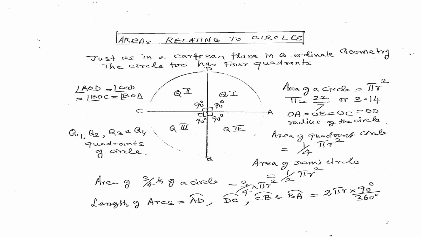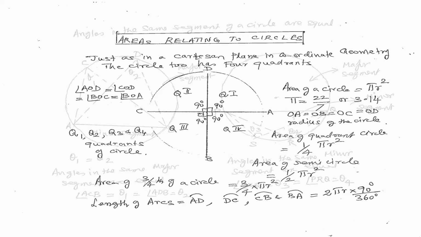The length of an arc is measured by 2 pi r into 90 degrees by 360. Theta, the angle, is the angle that encloses AD, DC, CB and BA. Here all are 90 degrees. Therefore, 2 pi r into 90 by 360 is the length of arc AD, arc DC, arc CB and arc BA.